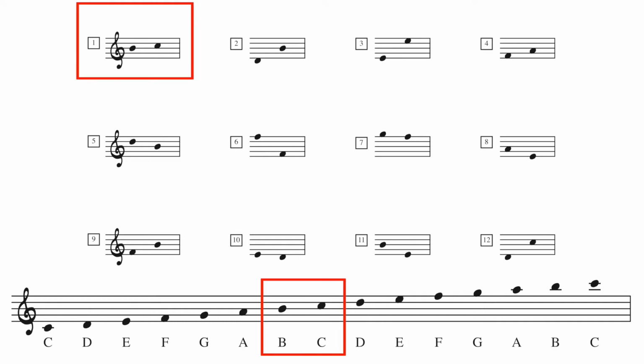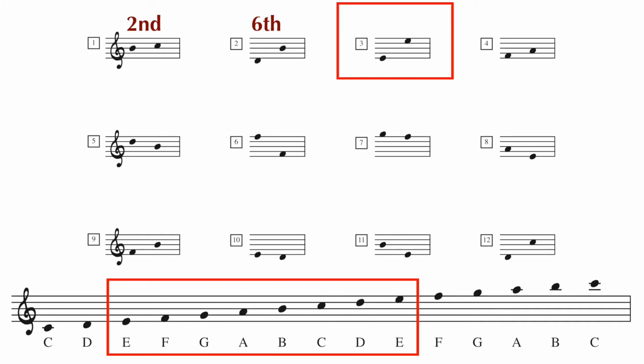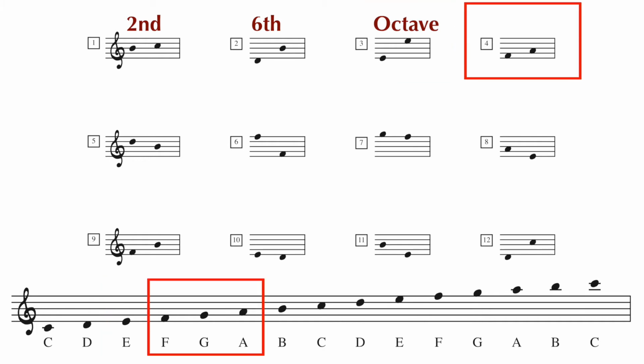So number 1, we have a B going to a C, B, C, that's 2 notes, that's the interval of a second. Number 2, we have D up to B, so just count your notes. D, E, F, G, A, B, 6 notes. That is a sixth going from D to B. Number 3, E up to the next E. I'm not going to count the notes, just E to the next E is always going to be an octave. Number 4, F going up to A, that's going to be a third, F, G, A, 1, 2, 3.